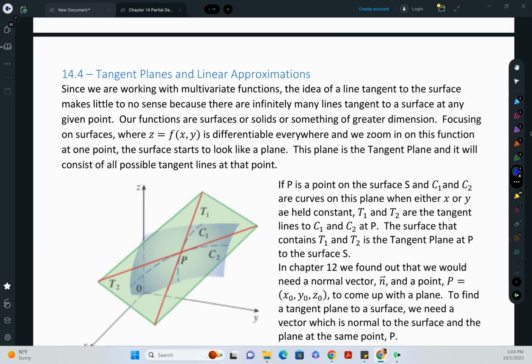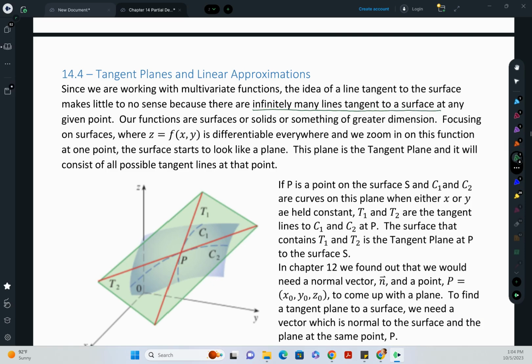Hello, today we're going to talk about tangent planes and how to use them to do linear approximations of surfaces. Since we're working with multivariate functions, the idea of finding a line that's tangent to a surface doesn't really make much sense, because there are infinitely many lines tangent to a surface at any given point.